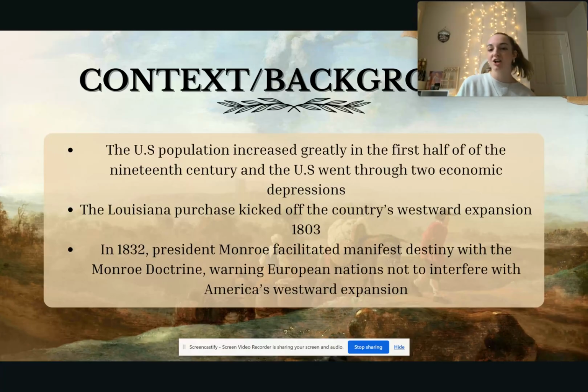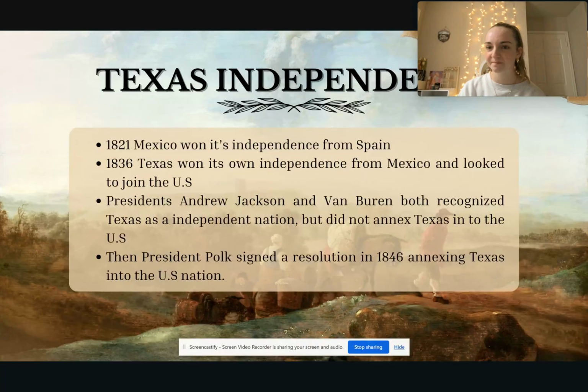And then also in 1832, President Monroe drafted his Monroe Doctrine, which warned European nations not to interfere with America's westward expansion, which would be later known as Manifest Destiny.